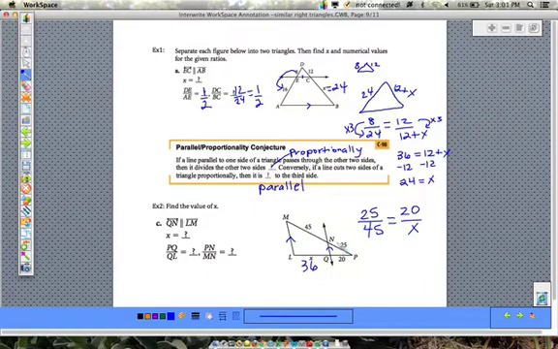I could also set up my ratio between, sorry, hold on. Alright, I'm sorry. We could also set up a ratio to say 25 over 20 is going to be the same as 45 over 36.